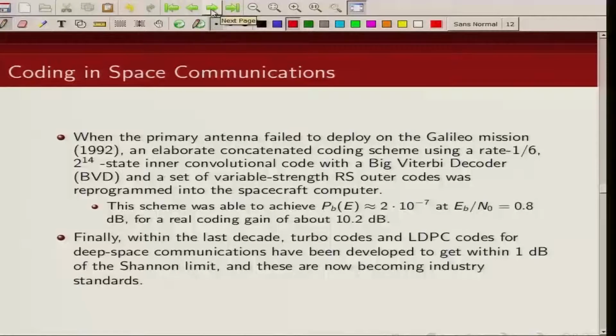And finally, as I said, from early 2000 now, this is the era of turbo codes and LDPC codes, and they are finding applications from deep space to mobile communication standards, TV broadcasting and things like that.